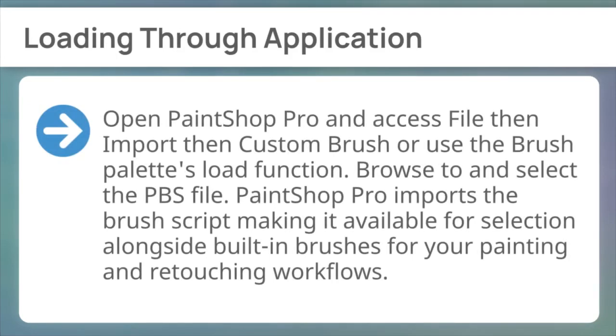Next, loading through application. Open PaintShop Pro and access File, then Import, then Custom Brush, or use the brush palette's load function. Browse to and select the PBS file. PaintShop Pro imports the brush script, making it available for selection alongside built-in brushes for your painting and retouching workflows.